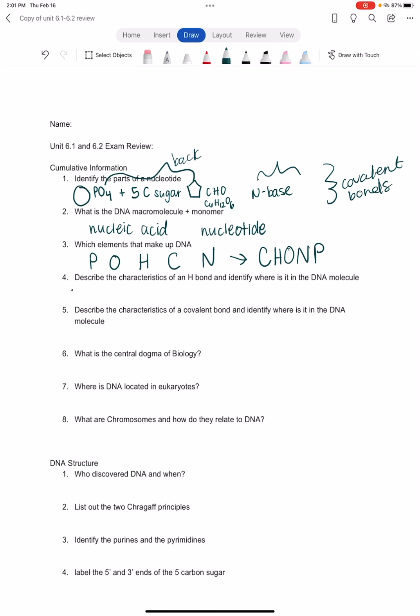Describe the characteristics of an H bond and identify where it is in the DNA molecule. So H bonds are those circle dotted bonds. They are weak, and they are on the rungs of our ladder. So they bond complementary base pairs together.